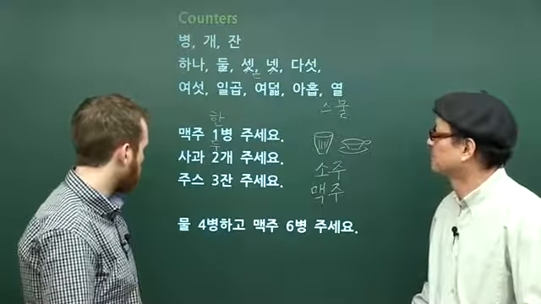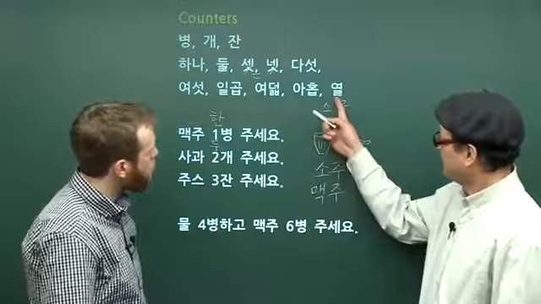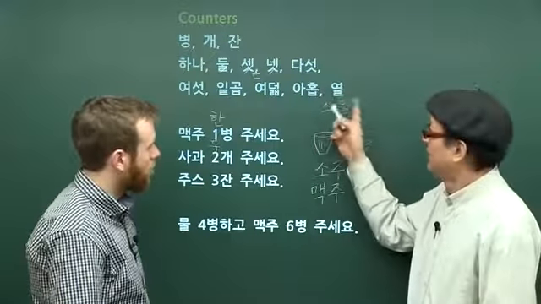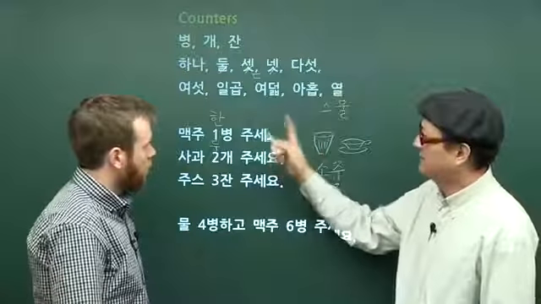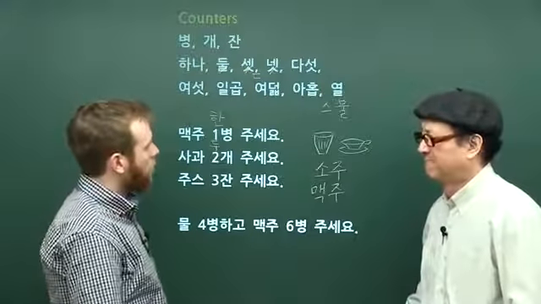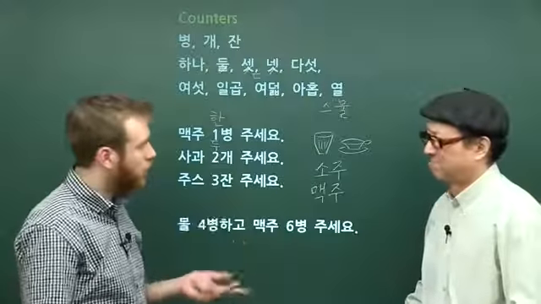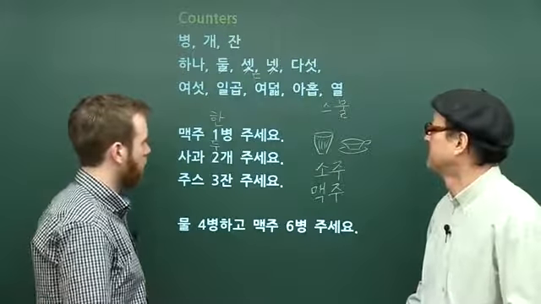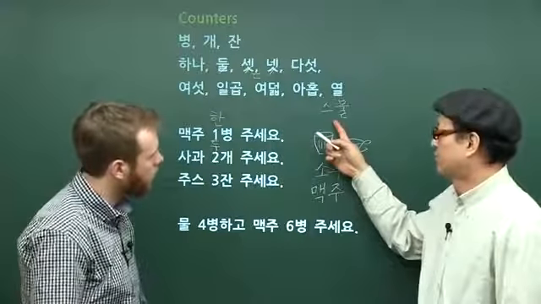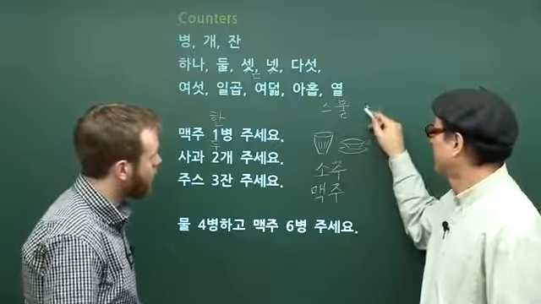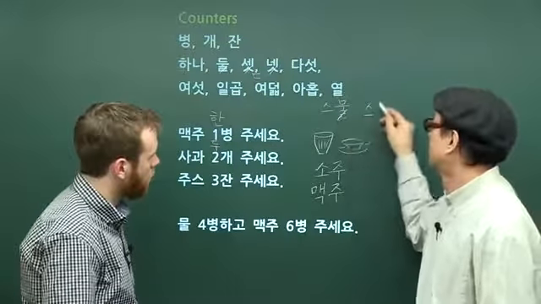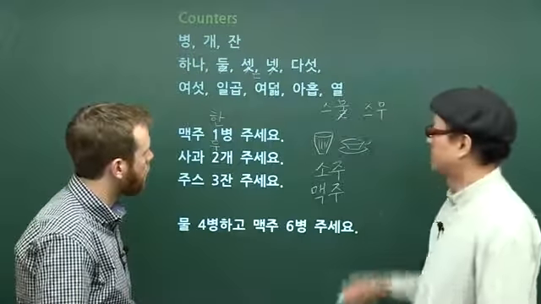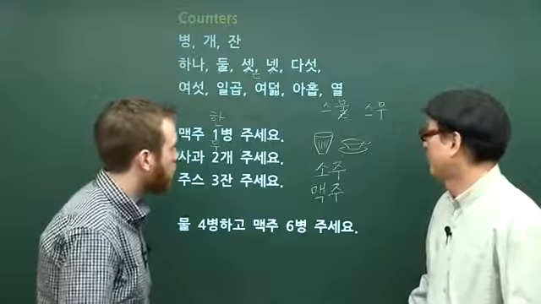그리고 11, 그러면 11 bottles of beer. 맥주 11잔 주세요. So once we get to 11, 12, 13, 14, same thing as for 1, 2, 3, and 4. 그리고 이거는 20 bottles of beer. 그러면 이렇게 like you did. 20병 주세요.